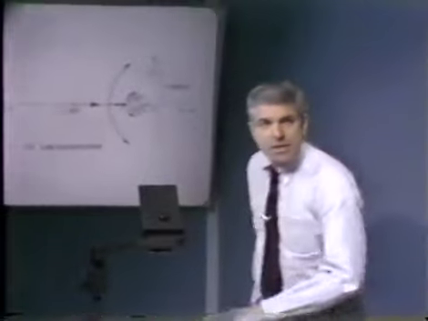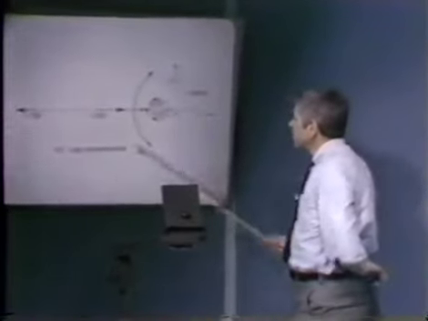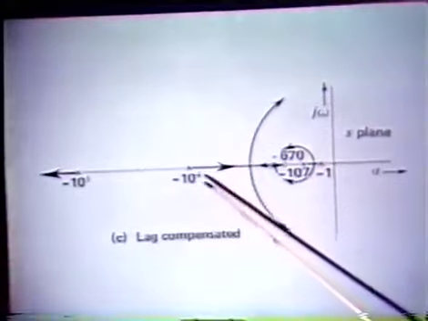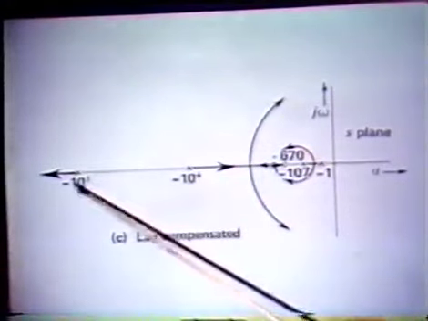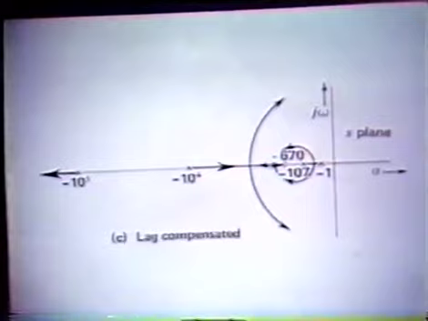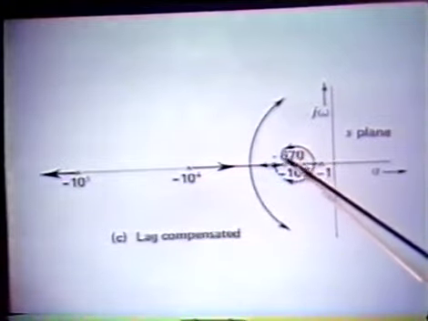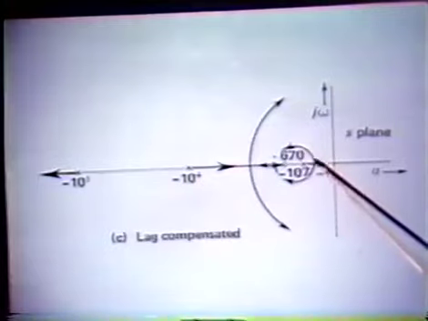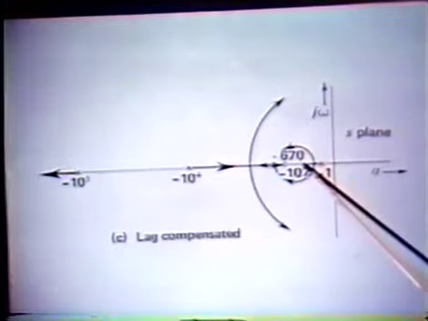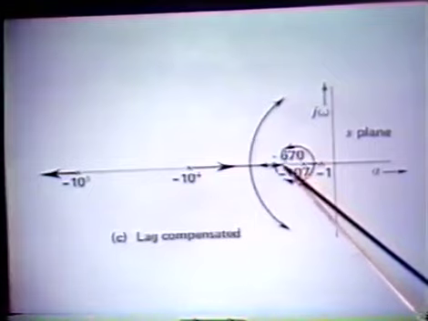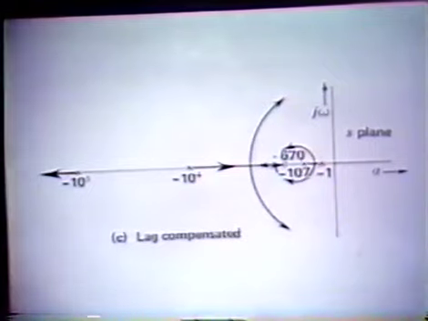The lag compensated system looks like this. We have the poles at 1 radian per second, 10 to the 4th, and 10 to the 5th. Those are the ones associated with A of S. And we have the pole-zero doublet associated with the lag. Here's the pole of the lag transfer function. Here's the zero at 670 radians per second.